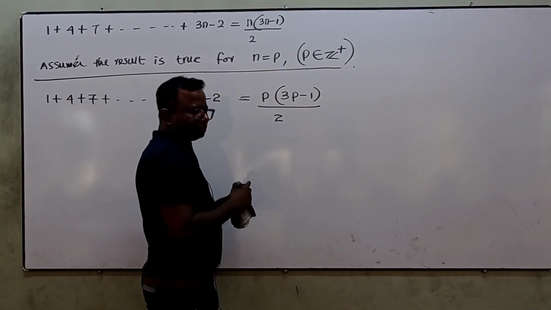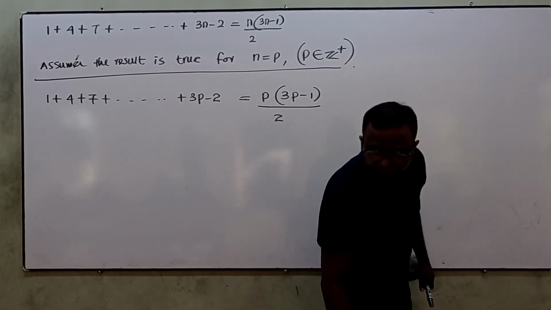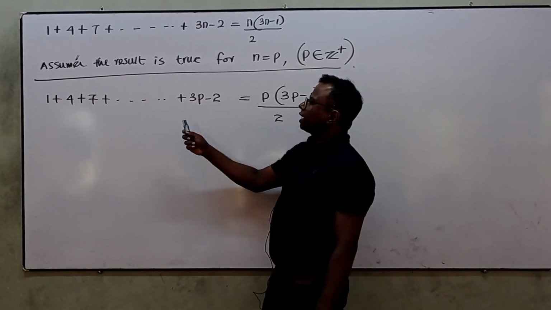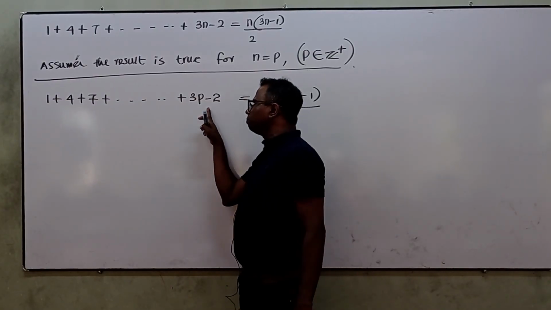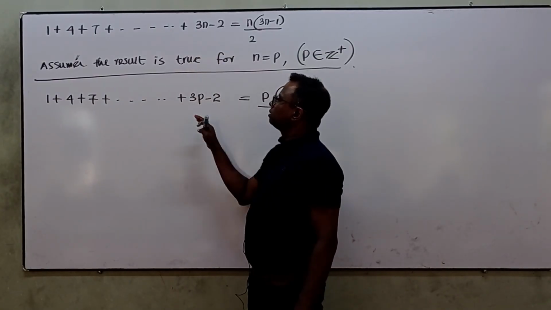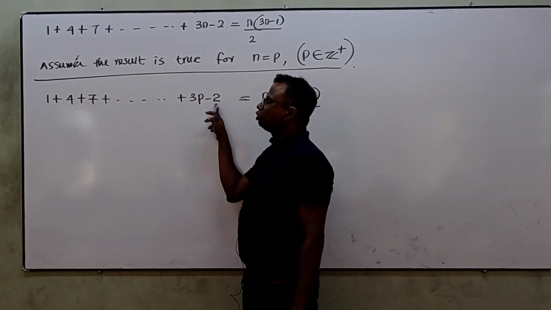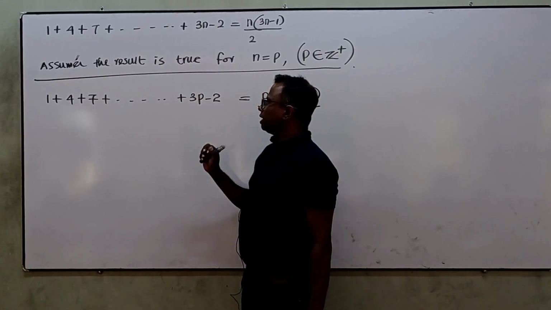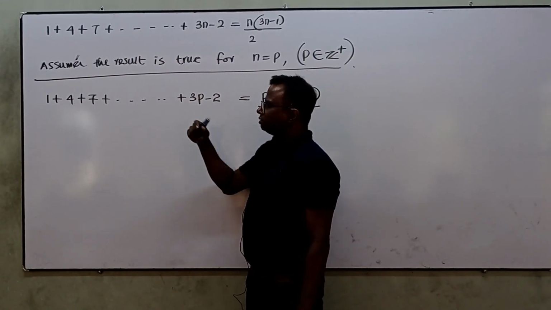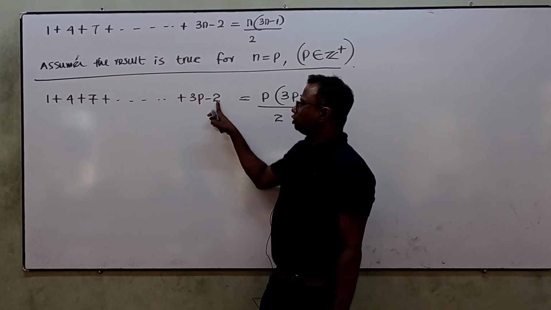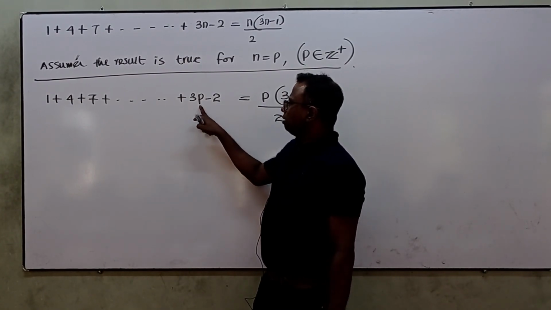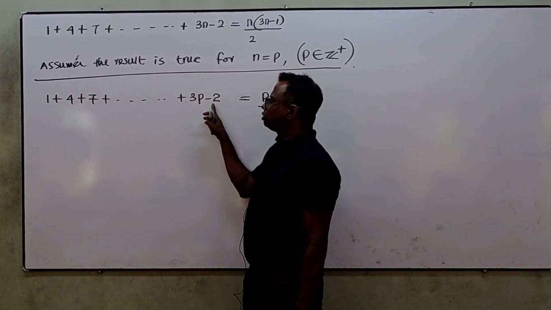Now identify the terms here. If you substitute 1, you can get the first term. But we make a general term. 3 times 1 minus 2, that is 1. If you apply 2, you can obtain the second term. 3 times 2 minus 2, it is 4. 3 times 3 minus 2, 3 times 3 is 9, minus 2 is 7.